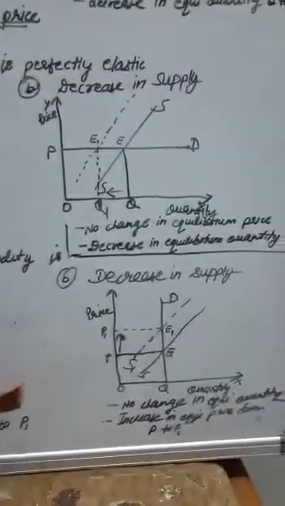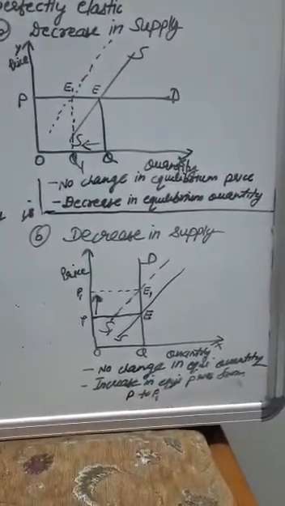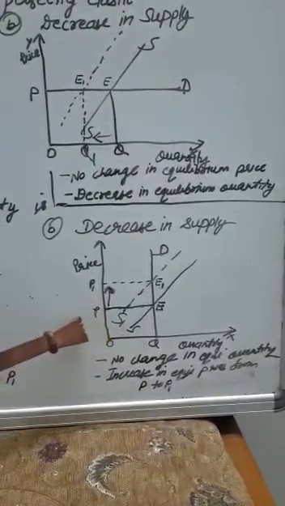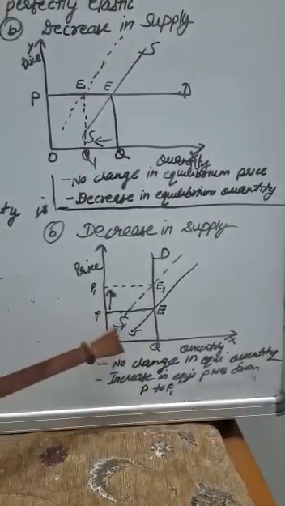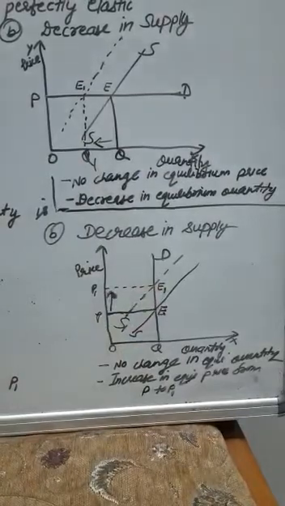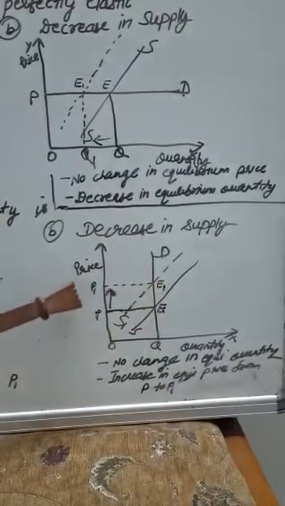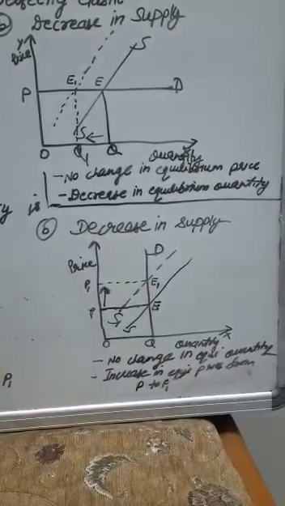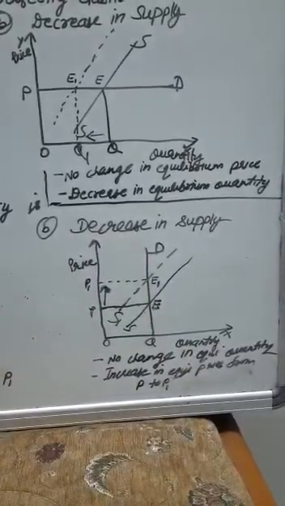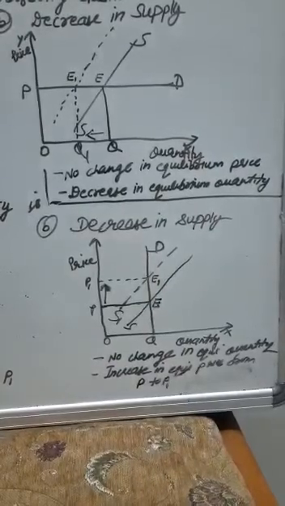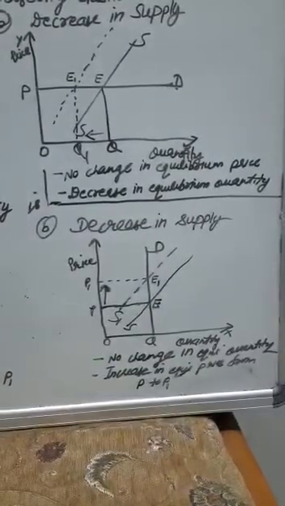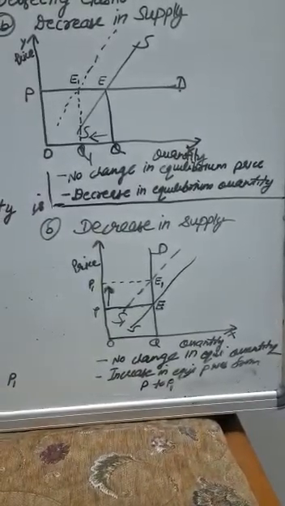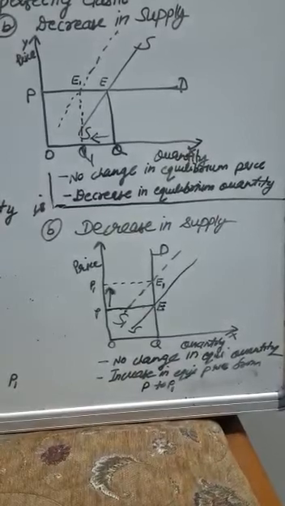Similarly, when there is decrease in supply also, supply curve shifts to leftward side, it is S1 now, new equilibrium is E1. So there is increase in price from P to P1, whereas equilibrium quantity remains same, that is there is no change in equilibrium quantity.